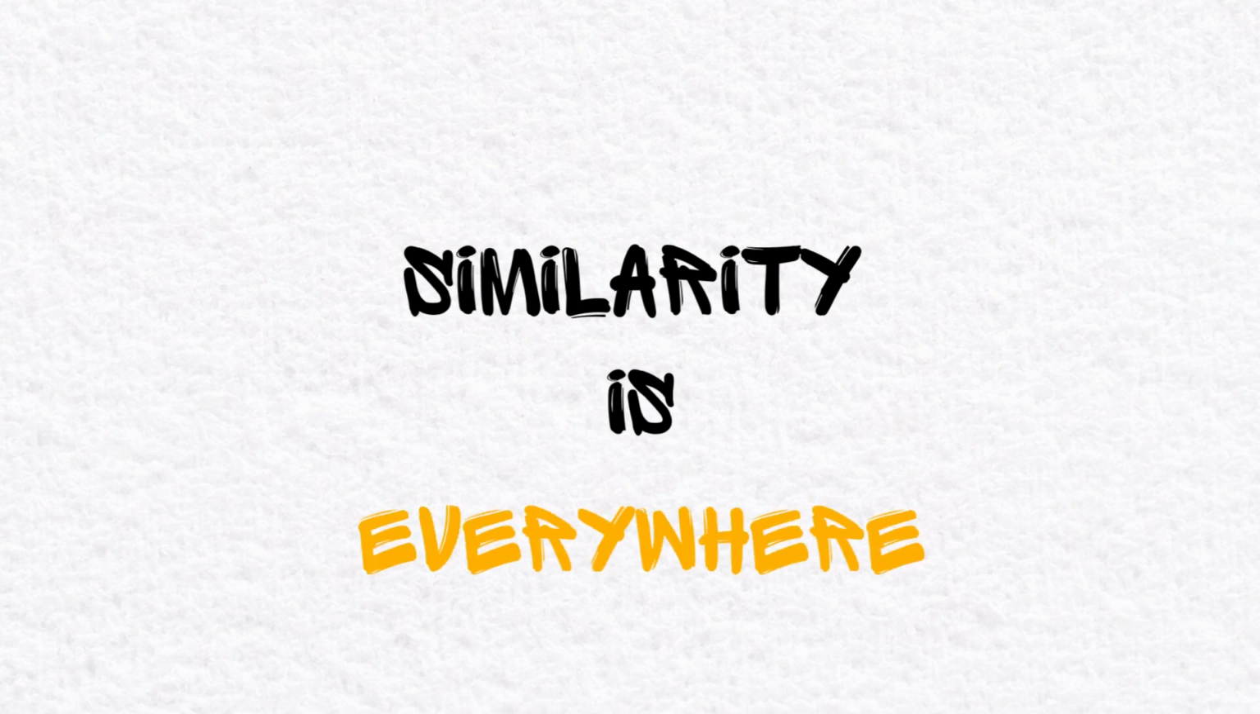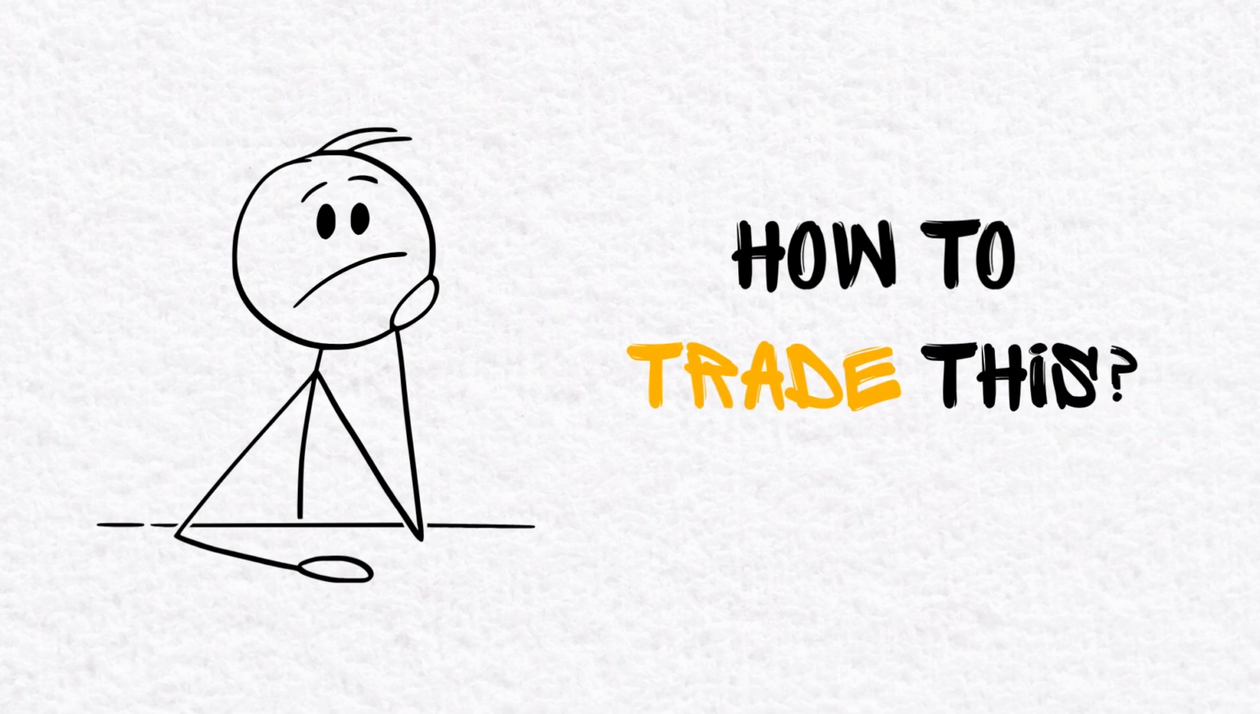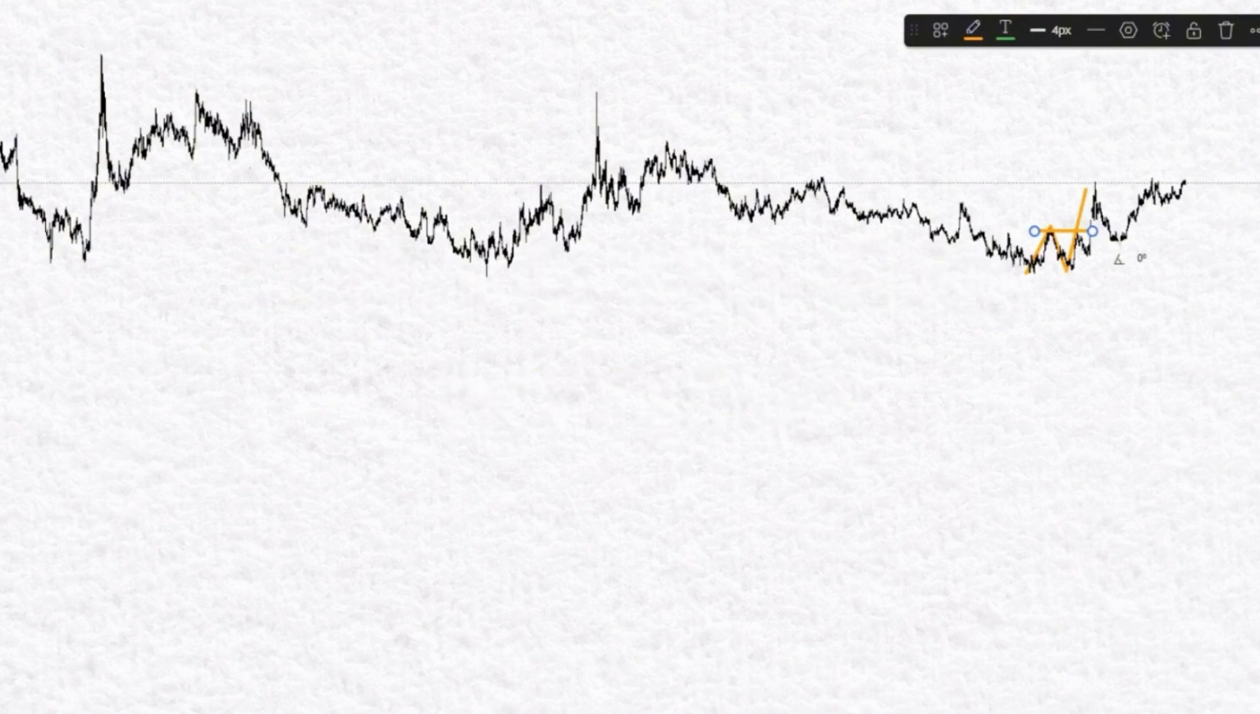So as you can see, you can spot them everywhere. Once you learn to recognize it, you will start seeing it everywhere. But here's the real question. How can you actually trade this? How do you know that this pattern will reproduce itself, for example, here and not here?